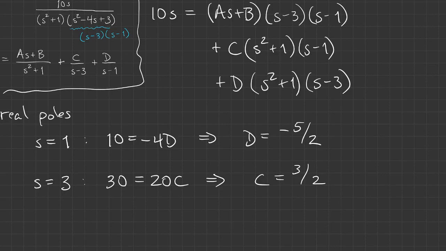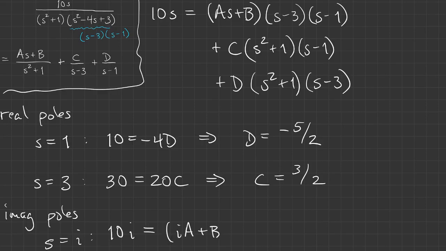Now I have the two imaginary poles plus or minus i. Turns out I only need to use one of them. So I'll put in s equals i. Now just the A and B together survive.